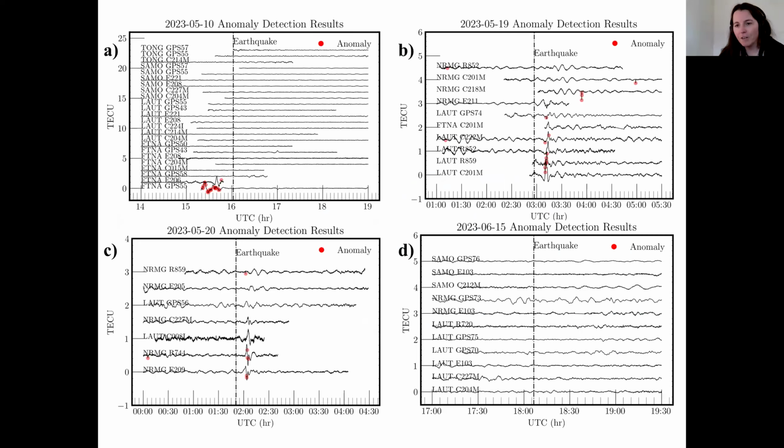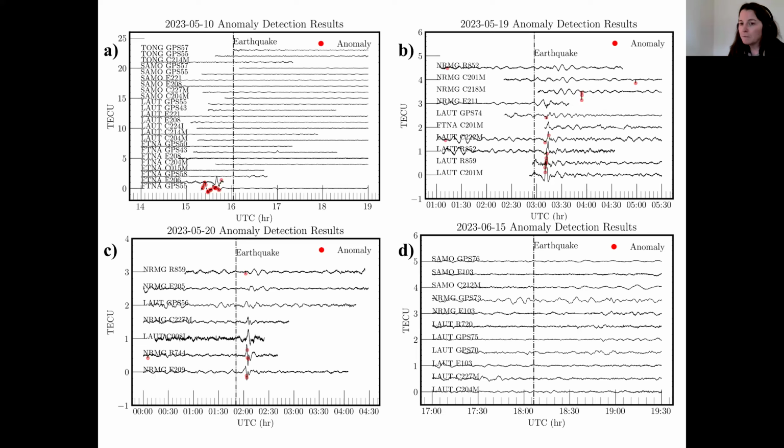These are the 9 different earthquake events that we were reviewing, the May 10th, 19th, 20th, and June 15th. And what we see in May 10th is the earthquake event. Here are some sample receiver satellite TEC value measurements. We see no anomaly detected after the earthquake. We see anomalies before, probably something else, but no coseismic acoustic wave disturbance.